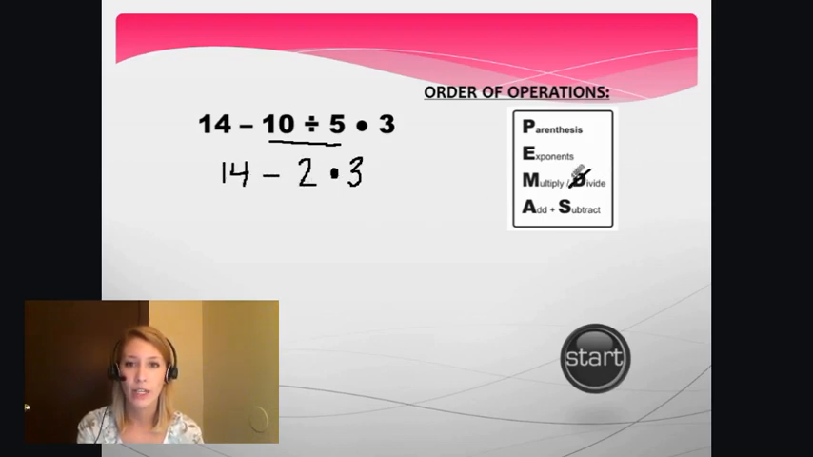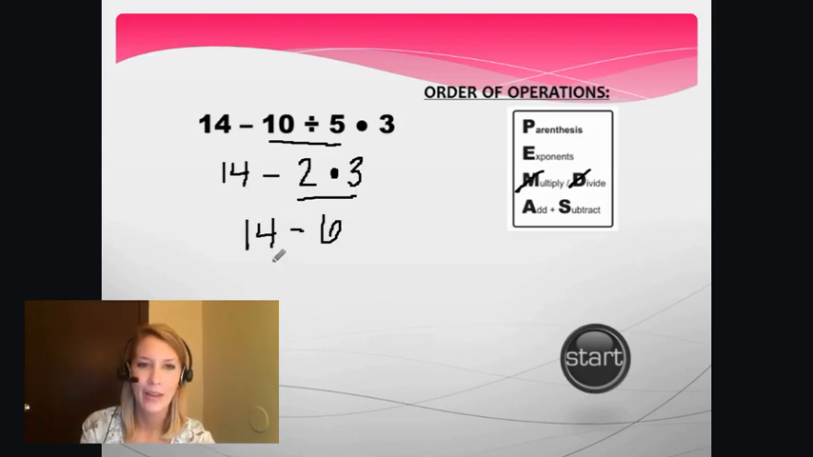I did division. Now I'm left with subtraction and multiplication, and according to the order of operations, I'm going to multiply next. 2 times 3 equals 6, so I'm just going to drop down the rest of my expression so I stay organized. And now I'm left to simplify 14 minus 6, which equals 8.